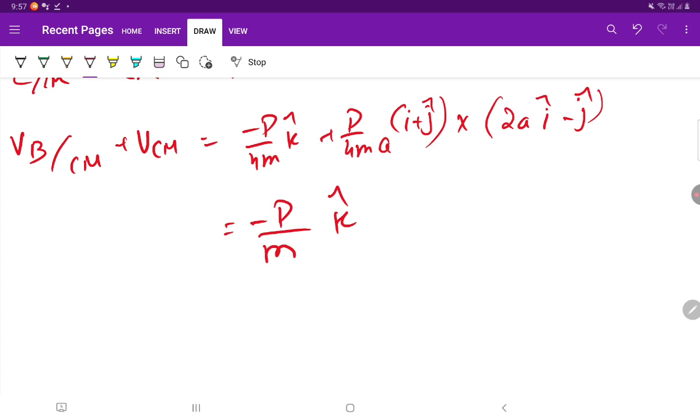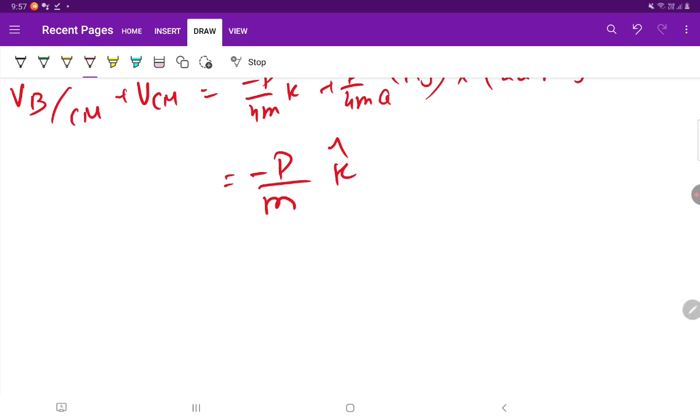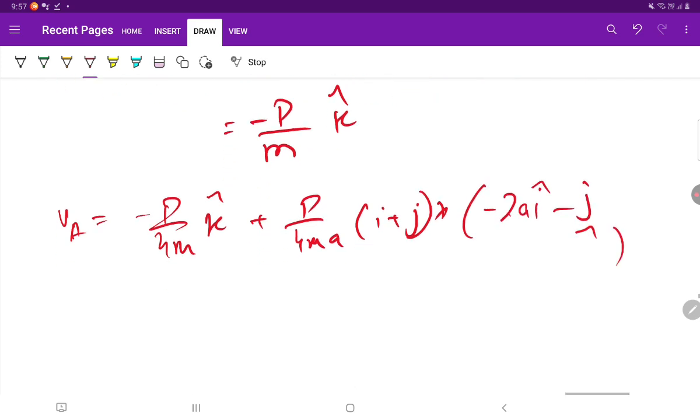Hope you understood. So basically the velocity of B will point inside the plane of the page, and it will have magnitude of P by M. Now tell me what is the velocity of point A. Velocity of point A will come out to be minus P by 4M k cap plus P by 4Ma times (i plus j) cross (minus 2a i cap minus a j cap). I cross j is plus k and j cross i is minus k, which will come out to be 0.